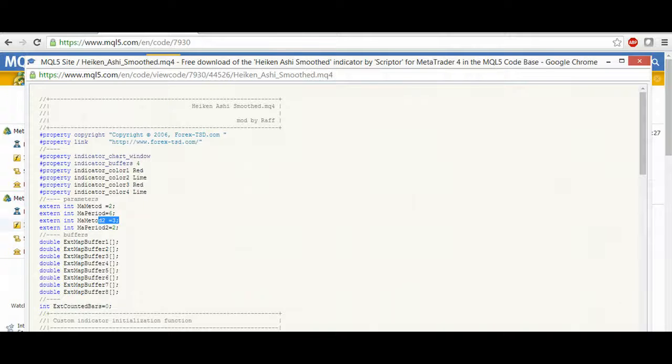We can go to this MQL5 and get this free indicator. It runs on MT4. I don't know if it runs on MT5 at all, but some guy's asking about it in here. But this is what I've been building all these smooth Heikin-Ashi candles on.